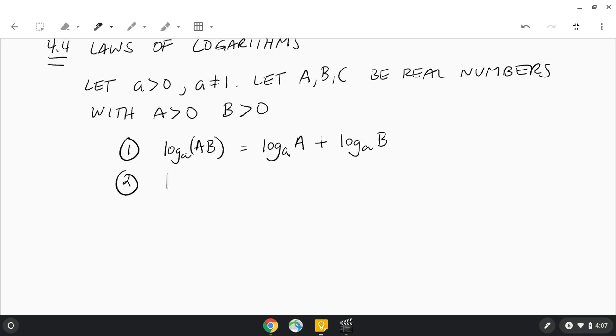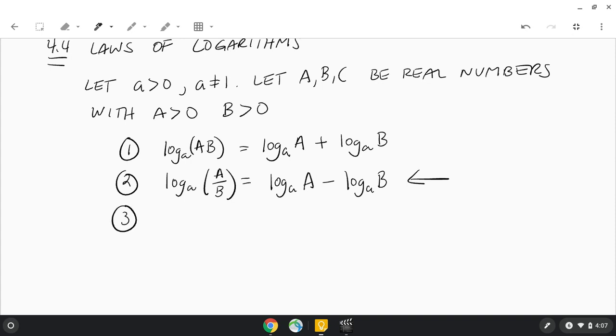The second property, log of a, any base. And here you have not a product, but a quotient. This one says that if you have a single log of a quotient, then you can expand it so that it says log of a minus the log of b. I'll show you how we get this one from the first law together with the third law that we're going to take a look at.